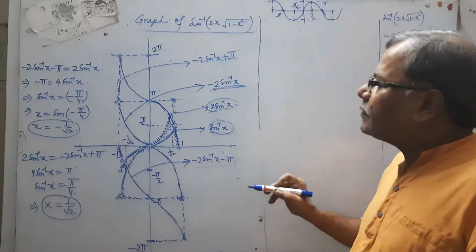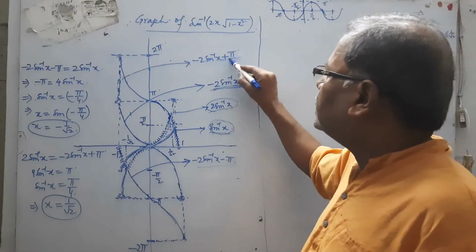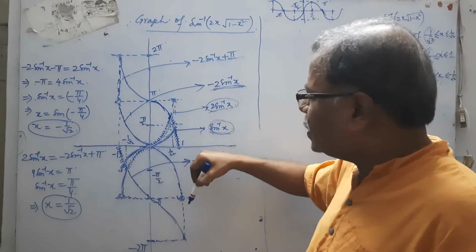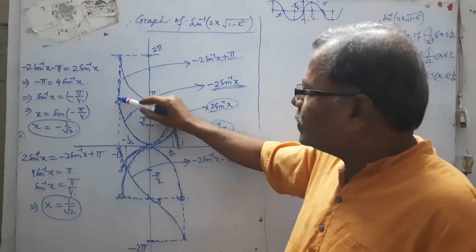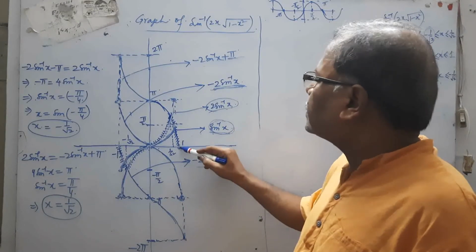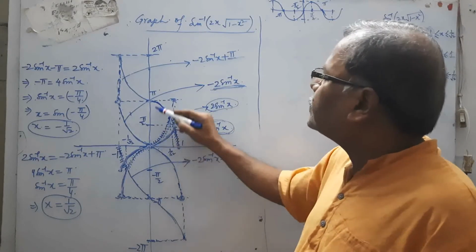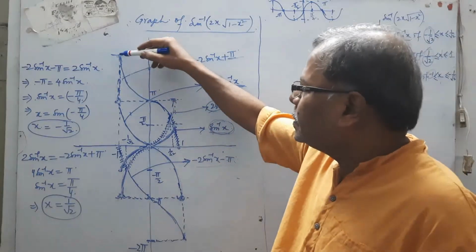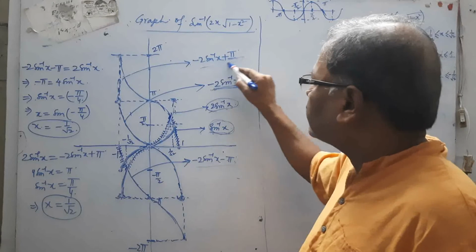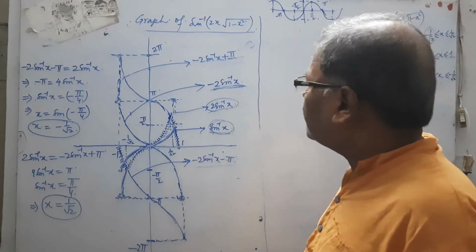Now same thing is happening if pi is added to minus 2 sin inverse x. If you are adding pi, then this point will be shifted pi places up, this point will be shifted pi places up, and this point will be shifted pi places up over here. So this curve is representing minus 2 sin inverse x plus pi. I hope you all are getting the point.